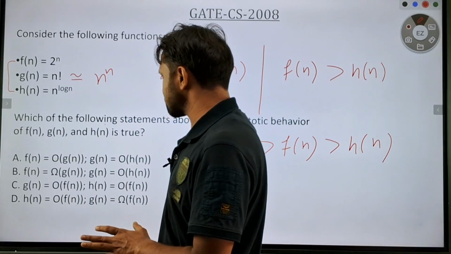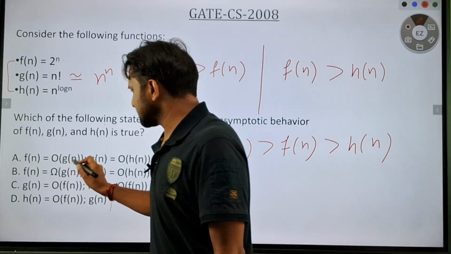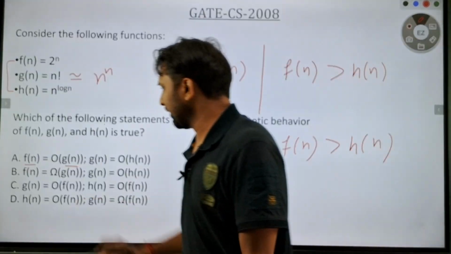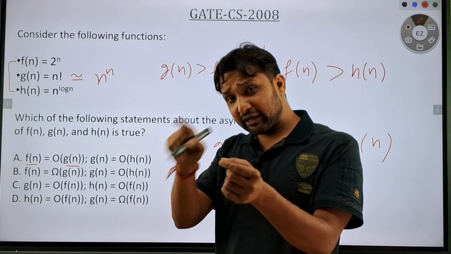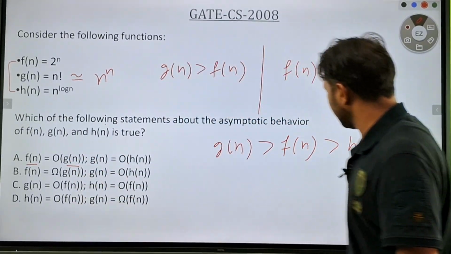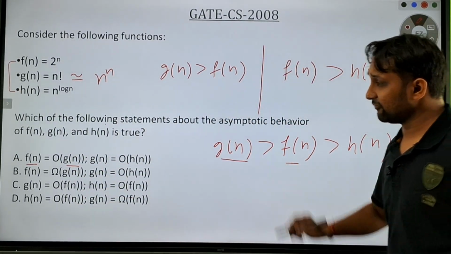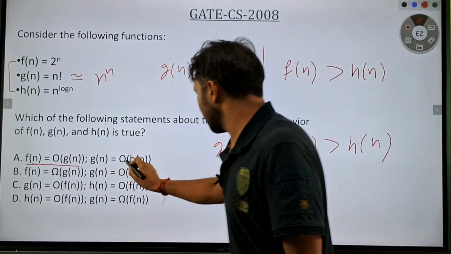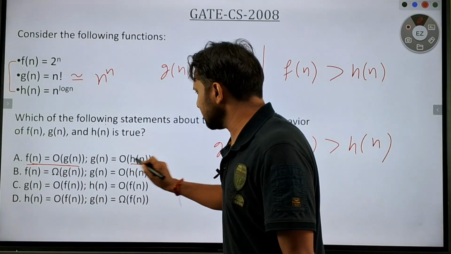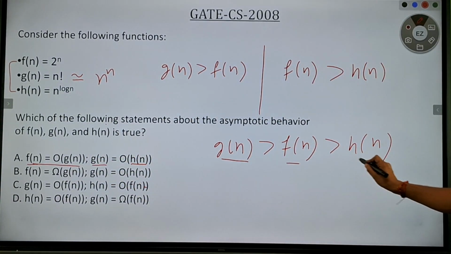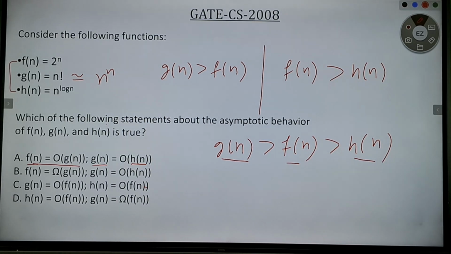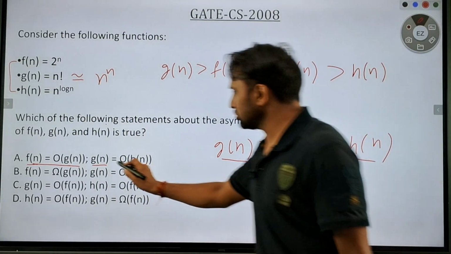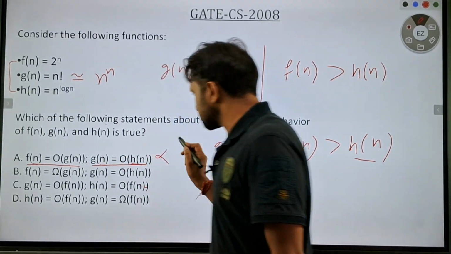Let me check out the options. The first option says that gn is big O of fn. Big O means greater than or equal to. So is gn greater than fn? Yes, gn is greater than fn. This statement is right. What about this one? Here it says that hn is greater than gn. Hn is not greater than gn. Hn is not greater than gn. So due to this statement, this option is wrong.